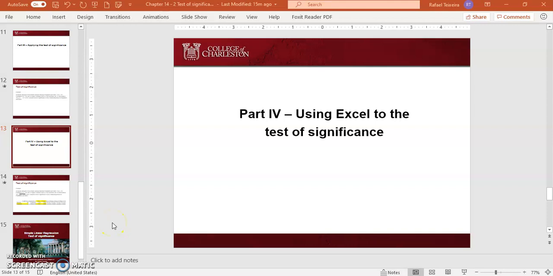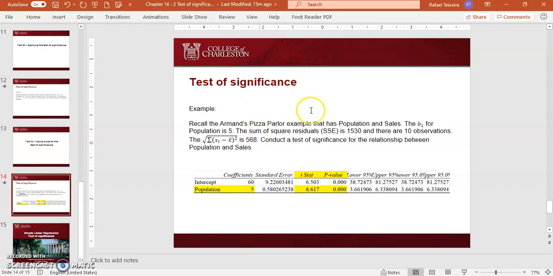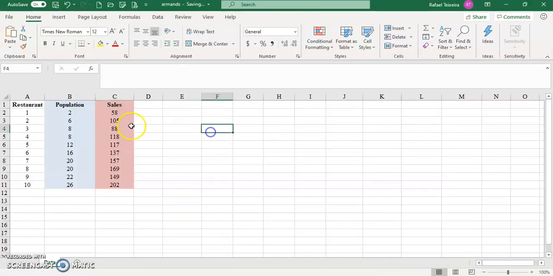Hi, this video is to talk about test of significance using Excel and raw data. I'm going to go over the same problem we have about the Armand's Pizza Parlor problem. So let's go back to the data. Imagine you have the raw data in Excel, and you want to test the significance of the relationship between population and sales.